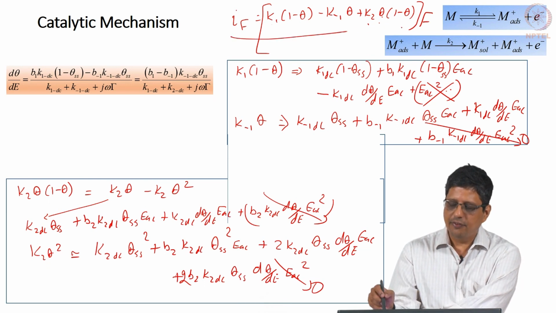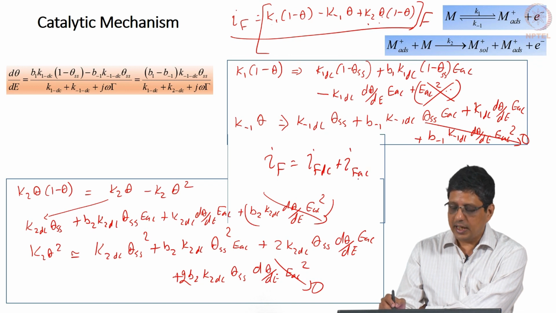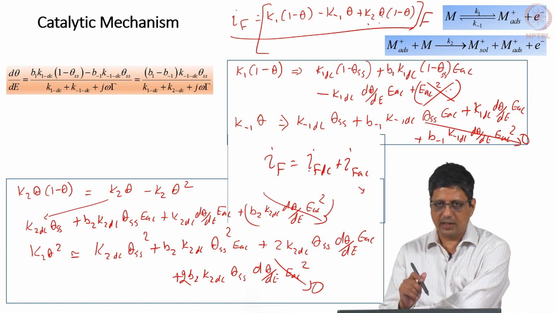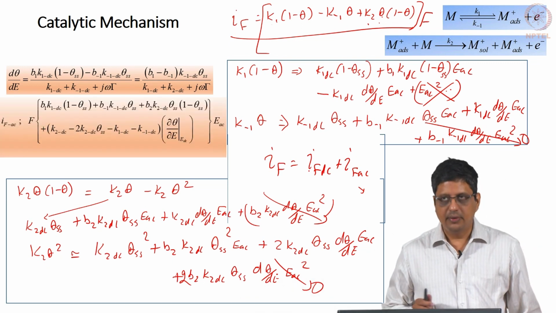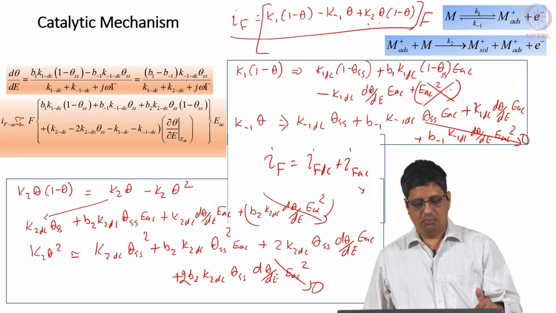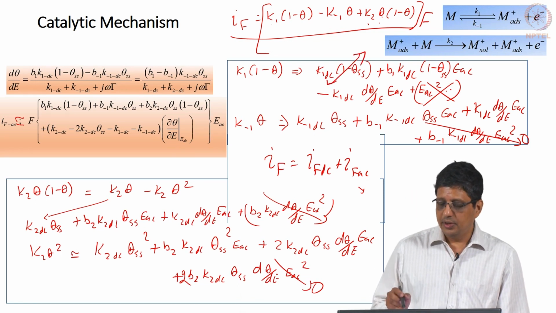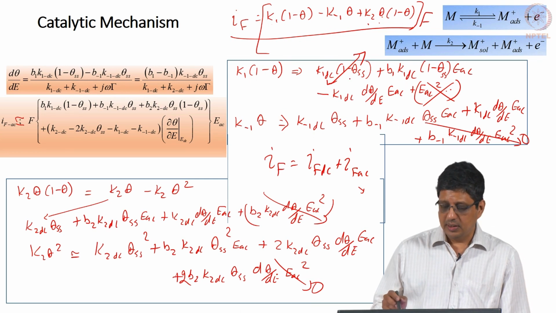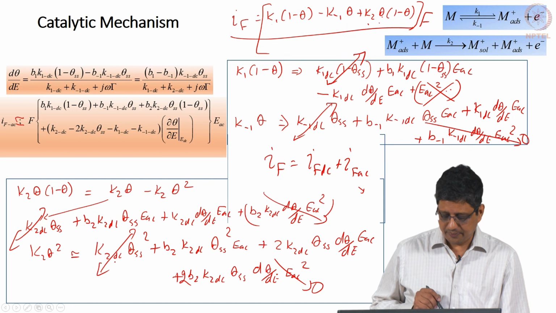First look at the IF, and after you rearrange this, you can write IF as IF DC plus IF AC, where IF AC depends on EAC, IF DC is independent of EAC, and you can rearrange and, after some time, you will be able to get it. So, the first part out here, this part k1 DC 1 minus theta SS goes into IDC, this part goes into IDC, this goes into IDC, this goes into IDC.